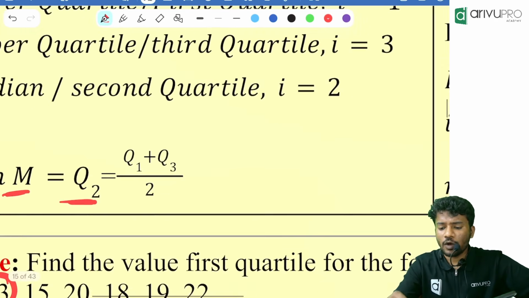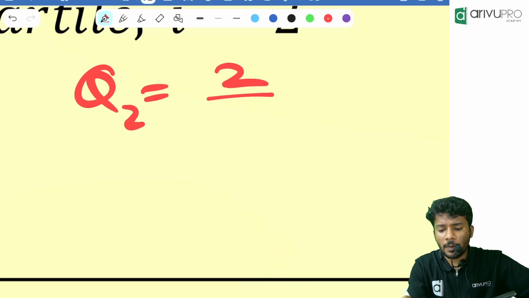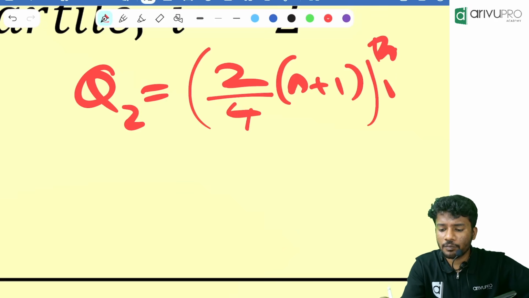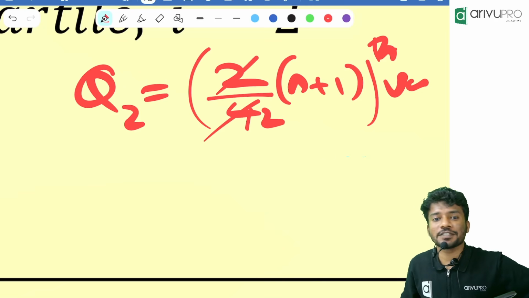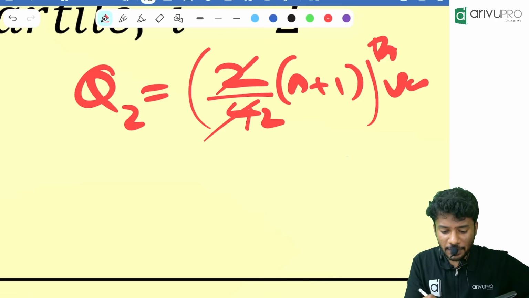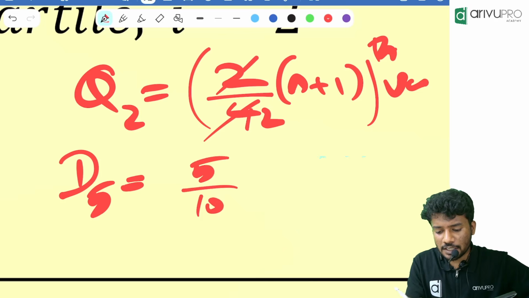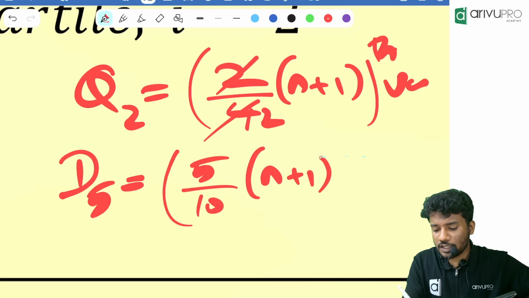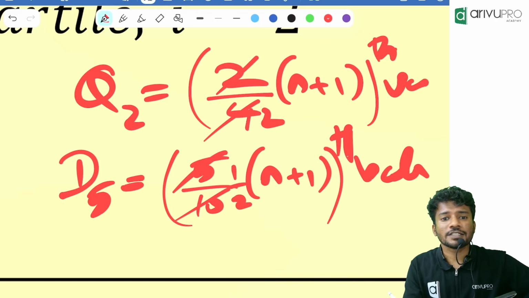People, what is the formula for Q2? Can anyone tell me the formula for Q2? 2 by 4 into n plus 1 th value. If I cancel this 2 and 4, it will become 1 by 2 into n plus 1 th value. What is 1 by 2 into n plus 1 th value? Median. Then one more thing I will ask. D5, what is the formula? 5 by 10 into n plus 1 th value. If I cancel this 5 and 10, it will become 1 by 2.